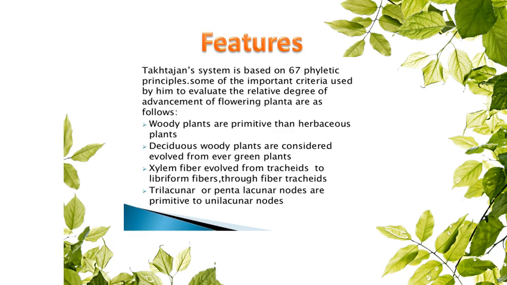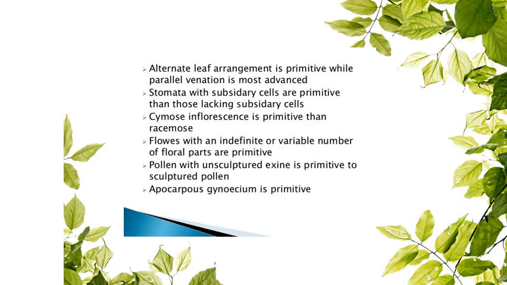Similarly, these are some anatomical characteristics that we mention here. Trilacunar or pentalacunar nodes are primitive to unilacunar nodes. Alternate leaf arrangement is primitive while parallelization is most advanced. Simply, it describes the features mentioned in the Takhtajan system of classification. Stomata with subsidiary cells are primitive to those lacking subsidiary cells. There are two forms of inflorescence, cymose and racemose. Cymose inflorescence is primitive to racemose.